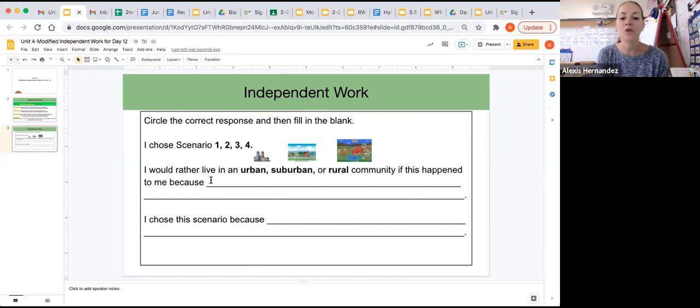And then finally, just to wrap it up, a quick sentence starter: I chose this scenario because, and then they have to fill in the blanks on that. So this Google Slides, I would distribute to any students that might need a little bit more scaffolding or more support when they leave the whole group lesson and go off to work independently.